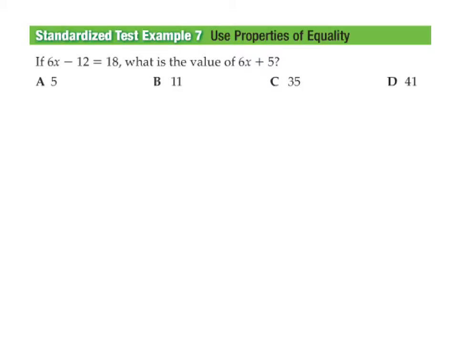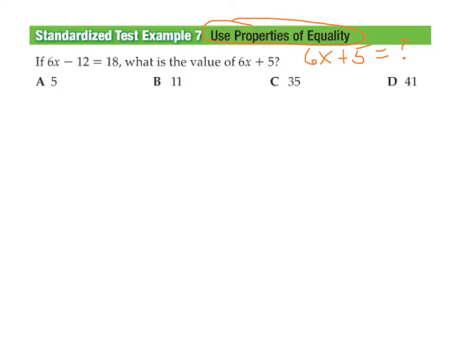It says if 6x minus 12 is equal to 18, then what is the value of 6x plus 5? So we actually want to know, what does 6x plus 5 equal? That's the question. So we can look at this and notice that it does say use properties of equality. Now, there are many ways to solve this problem. We're going to go over the one that specifically uses properties of equality.